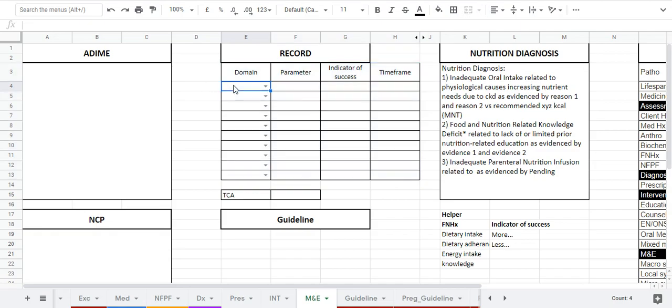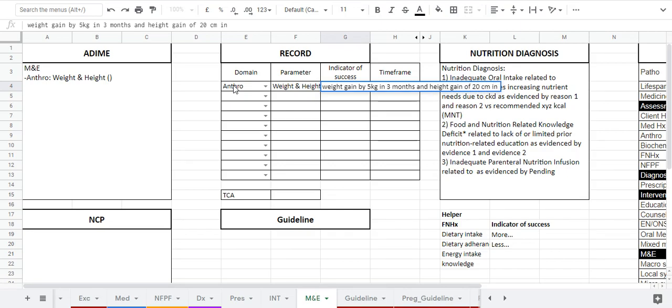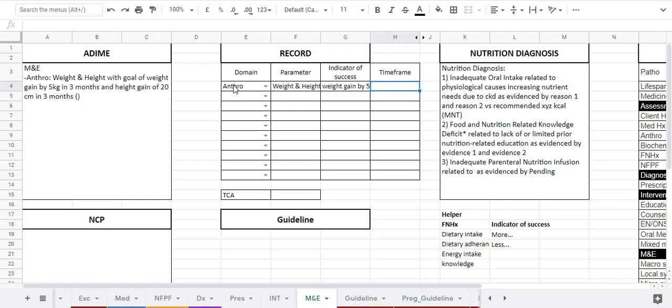So let's say if we want to monitor the anthropometry domain of the patient, specifically the weight as well as the height, and the indicator of success being the weight gain by 5 kg in 3 months and height gain of 20 cm in 3 months. You can put this time frame as 3 months or 1 month, whichever appropriate.